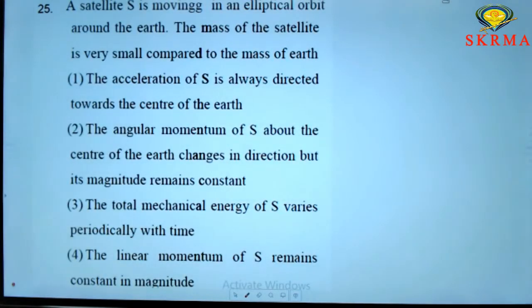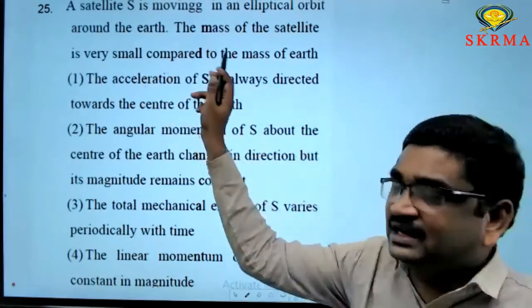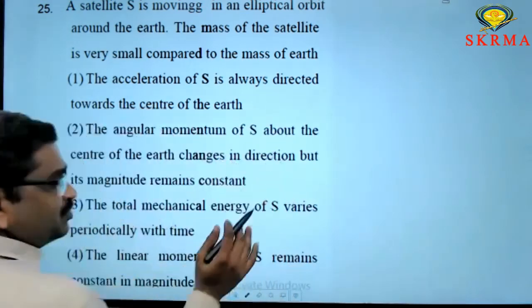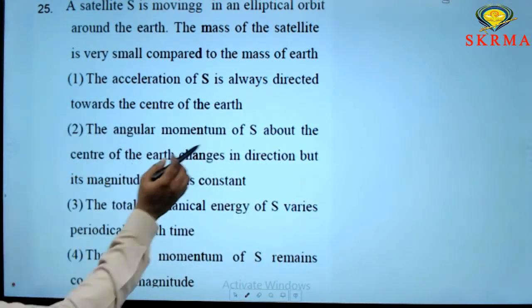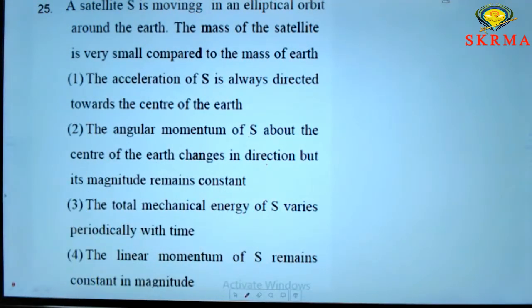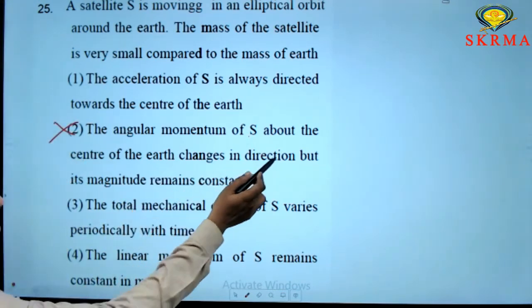Next, a satellite S is moving in an elliptical orbit around the Earth. The mass of the satellite is very small compared to the mass of the Earth. Now, which option is the correct one? First one, acceleration of S is always directed towards the Earth. Next one, so eliminate wrong options. Angular momentum is always constant. So angular momentum of S about the center of the earth changes in direction but not in magnitude. So for angular momentum, both the direction and the magnitude are constant. So this is a wrong statement. He said that direction is going to change.